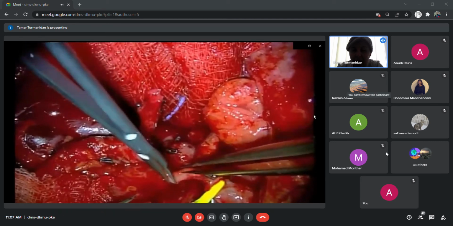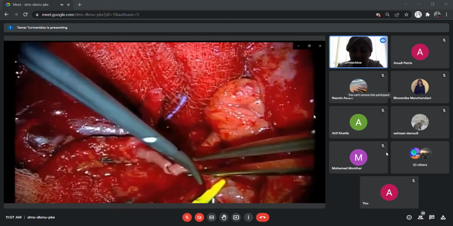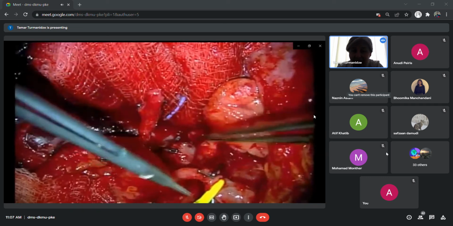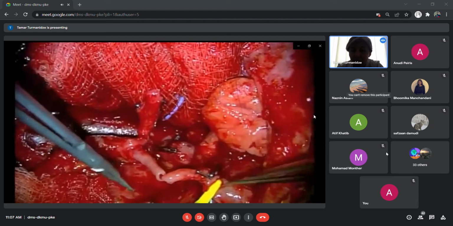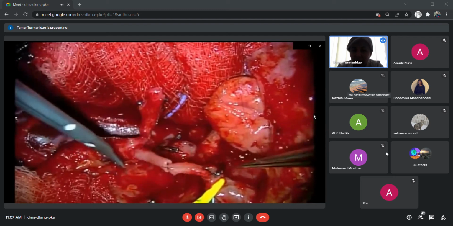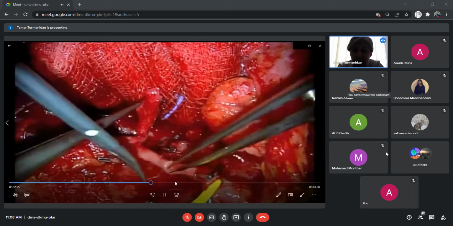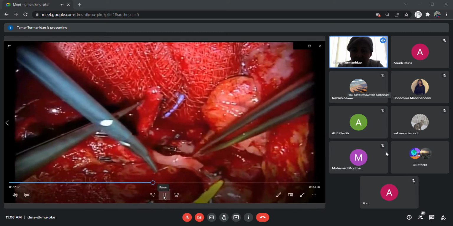When these fixation stitches are applied, after that starts the suture between these two fixation stitches on the lumen of the vessel. And look, it starts applying the stitch.